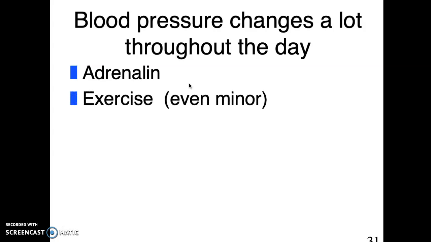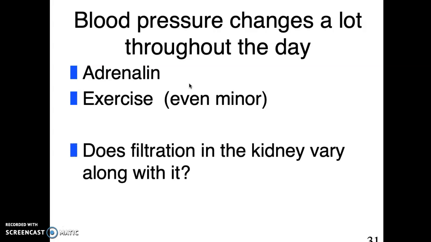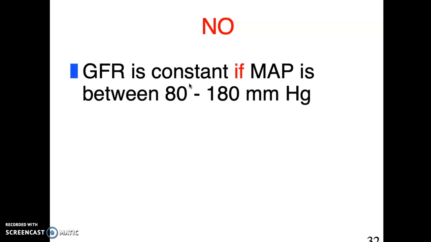Well, adrenaline is going to make blood pressure change, correct? Exercise is going to make blood pressure change. So again, I throw that question at you. Does filtration in the kidney vary along with this? And the answer is no. You would think it would, right? But the answer is no.